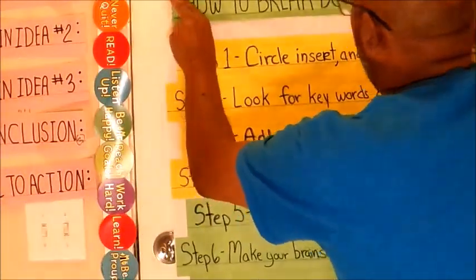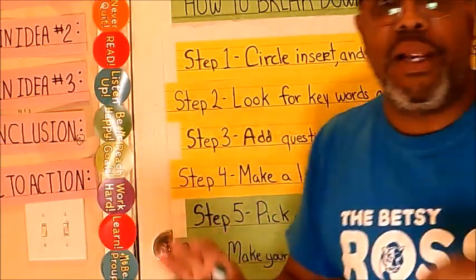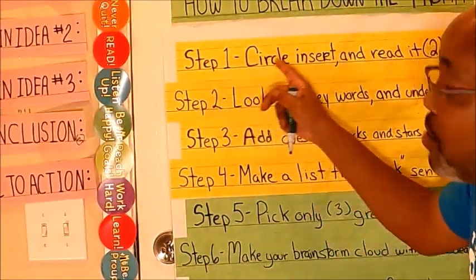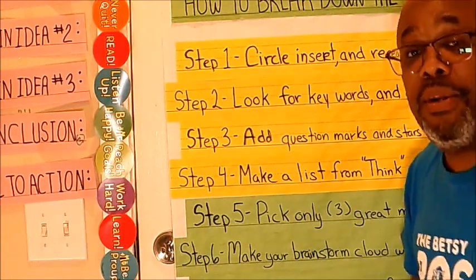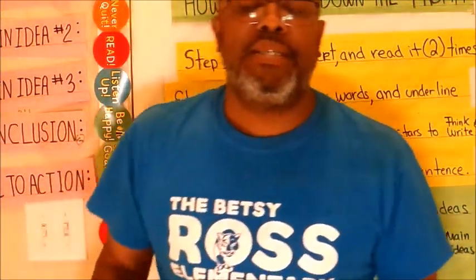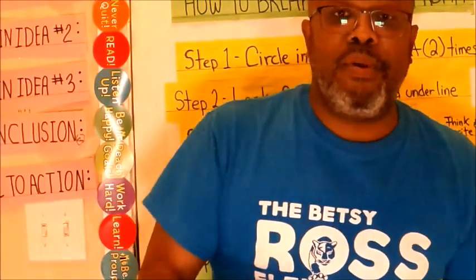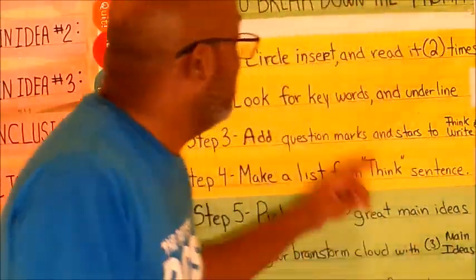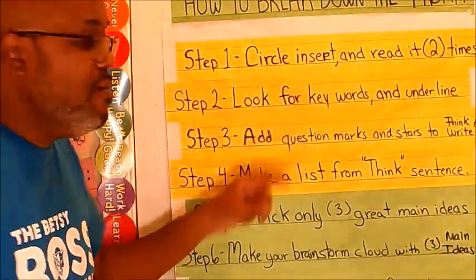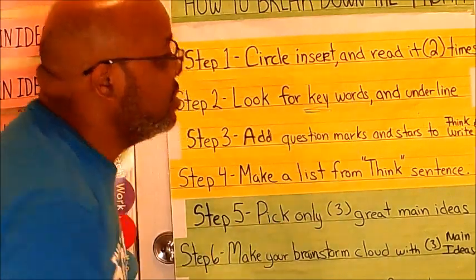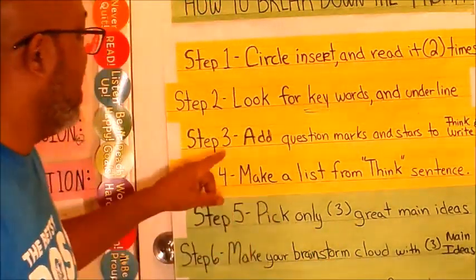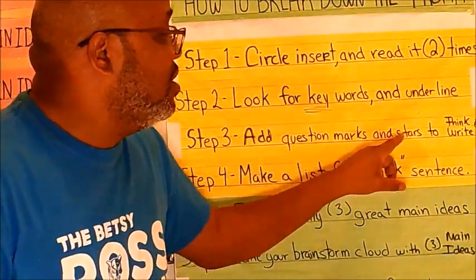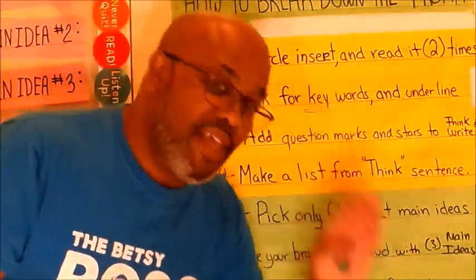So let's review. Step 1, we're going to circle the insert. Make sure that we read it 2 times and we're looking for keywords that can help us with our golden bricks and details later in the paragraph. Number 2, we're going to look for keywords. Keywords. And we're going to underline them. We're going to use the same words that they use. Next, we're going to add question marks and stars to separate the thing from the right.